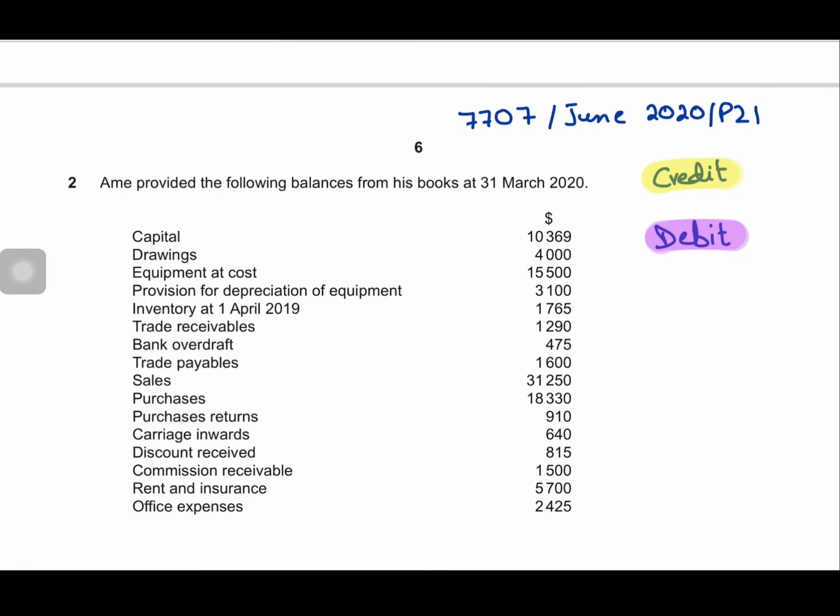So in this video, we'll be solving a past paper question related to errors affecting and not affecting trial balance. The question that we are doing is from June 2020, paper 21, question number 2. The question says, MA provided the following balances from his books at 31st March 2020. So the year end is 31st March 2020. Then we are given a list of balances.